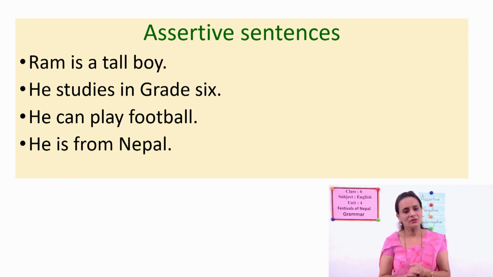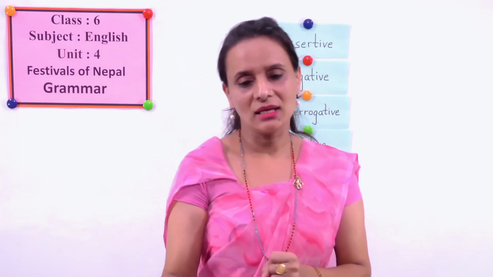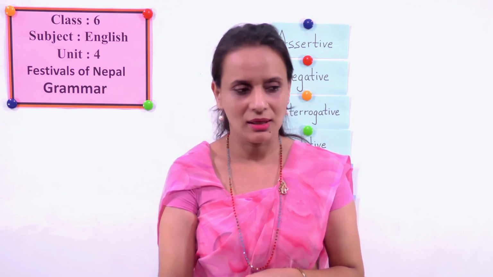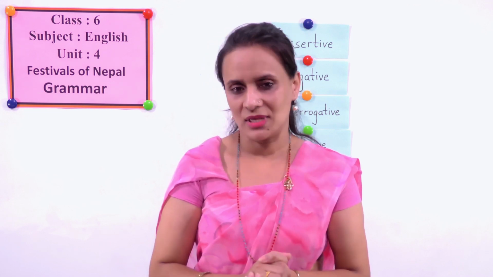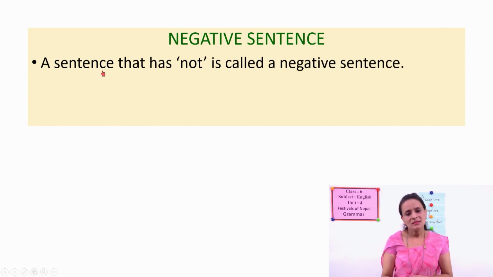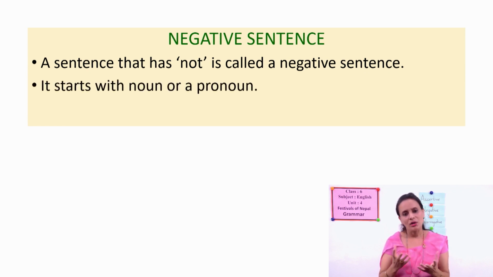Let's see another type of sentence, that is the negative sentence. What is a negative sentence? A sentence that has not, just remember it, is called a negative sentence. It gives the meaning of no. Assertive sentences also start with a noun or a pronoun, and negative sentences also start with a noun or a pronoun. And a negative sentence gives the meaning no.